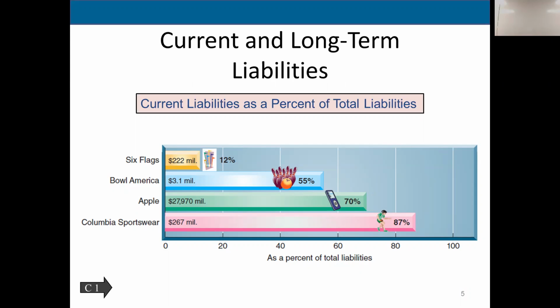So with Columbia Sportswear, what could be a short-term asset that they have that they could use towards that? Okay, cash comes to mind first. Okay. What else is a current asset? Think of your balance sheet. What did we talk about last week?